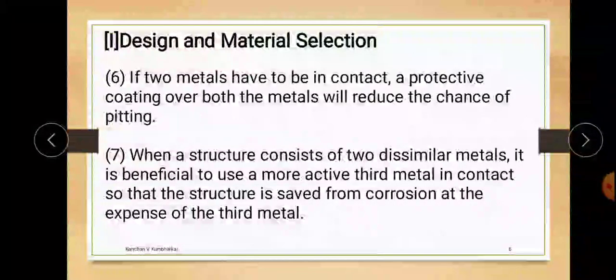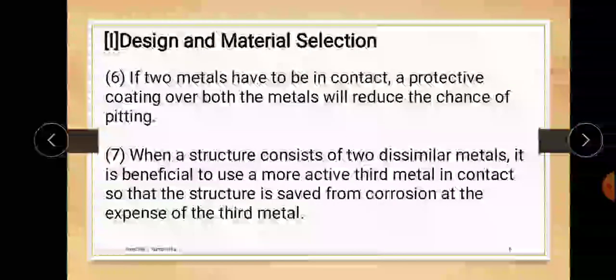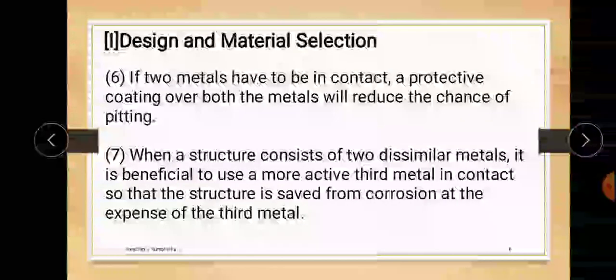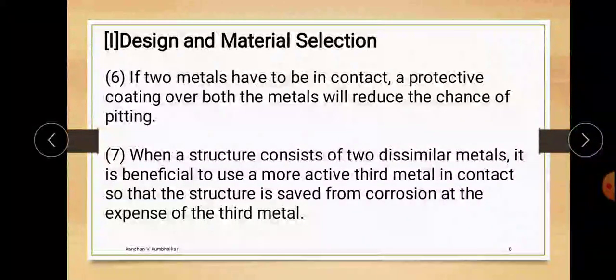Next point, if two dissimilar metals have to be in contact, a protective coating over both metals will reduce the chance of pitting. So by using insulation on both metals, you have a chance to reduce pitting corrosion. Next point, when a structure consists of two dissimilar metals, it is beneficial to use a more active third metal in contact so that the structure is saved from corrosion at the expense of the third metal.